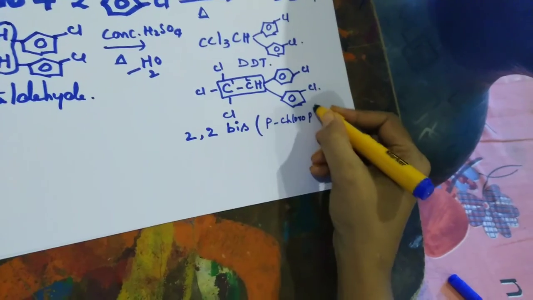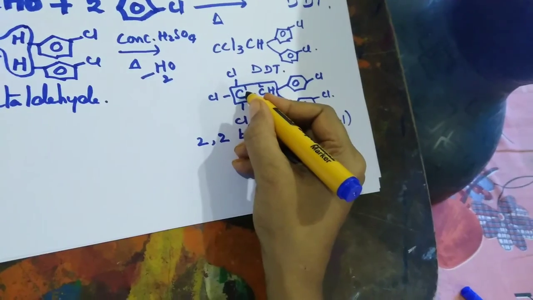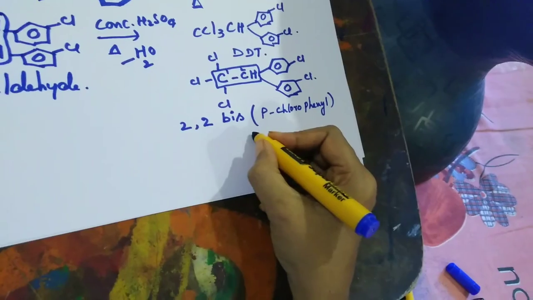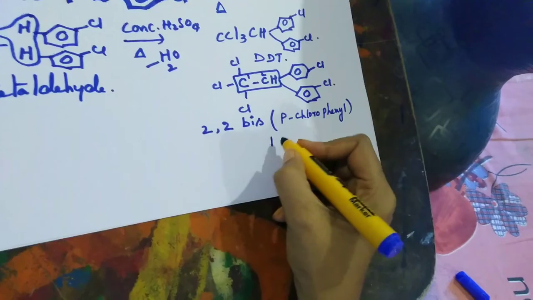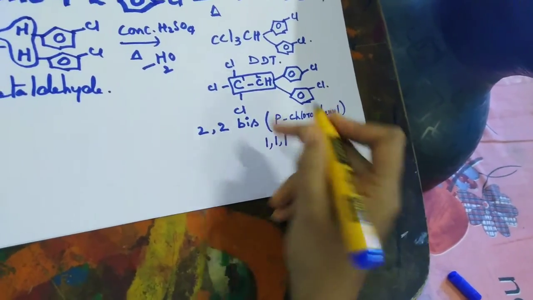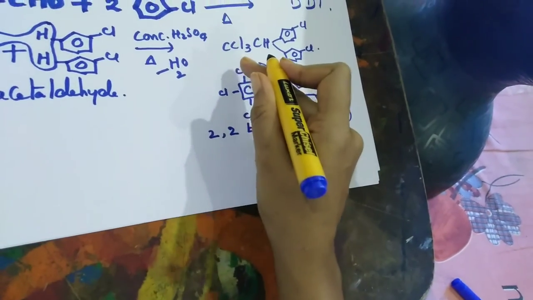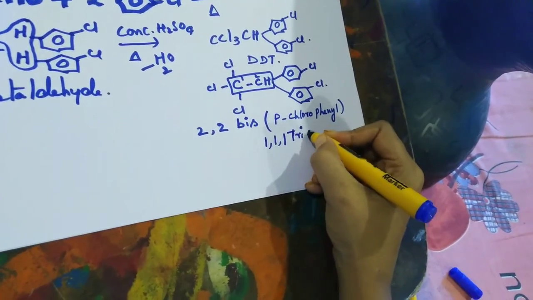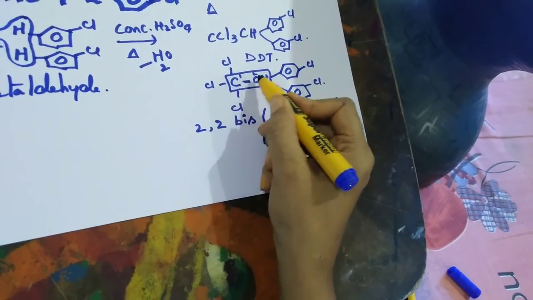This ring is also called a phenyl ring, parachlorophenyl. Here the numbering of this carbon is 1. So the first carbon contains 3 chlorine groups in the first position. So we write 1, 1, 1. How many chlorines are there? 3. So 1, 1, 1, trichloro. Here the carbon-carbon bond is a single bond.